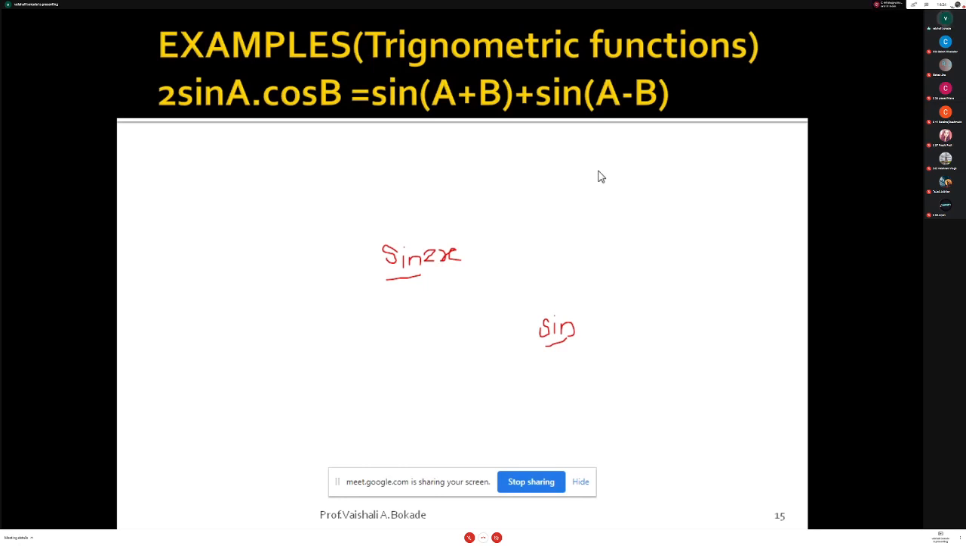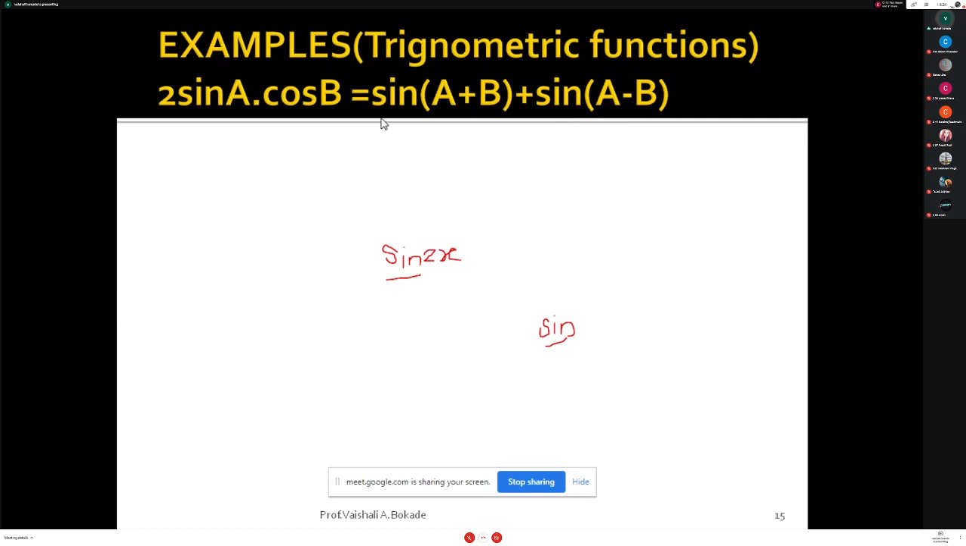So sine of a plus b. Tell me the formula for sine a minus b now. Sin A into cos B minus cos A into sin B. Yes, okay. So I'm just adding. When I'm adding sine of a plus b and sine a minus b, we know that we are getting 2 sine a into cos b. I require this formula while solving the example.